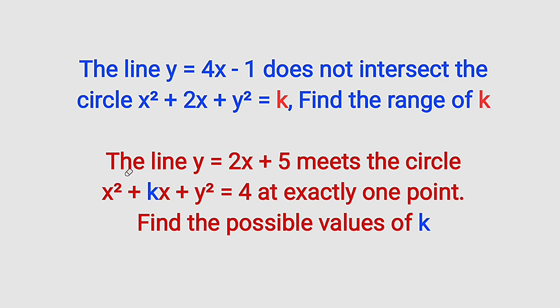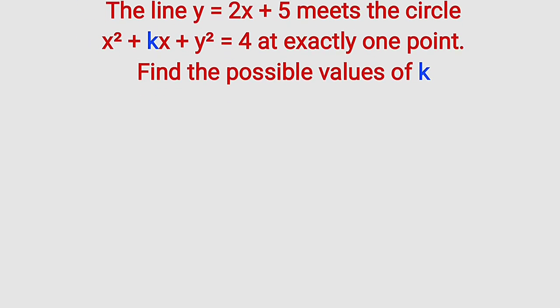And the second question reads: the line y equals 2x plus 5 meets the circle x squared plus kx plus y squared equals 4 at exactly one point. We're asked to find the possible values of k. All right, let's get started with the first one.